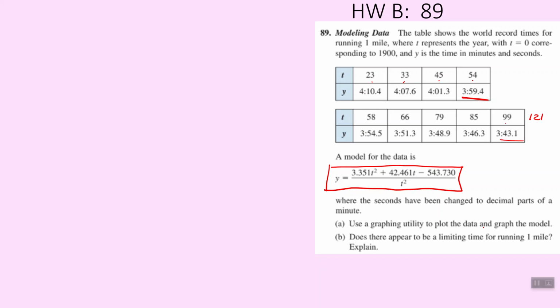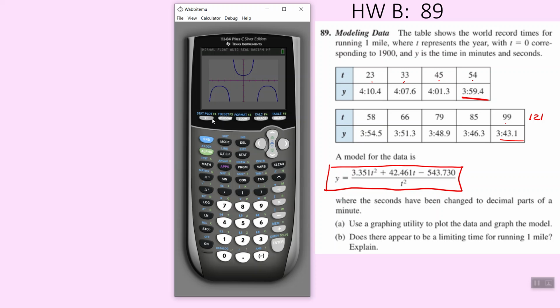Use a graphing utility to plot the data and graph the model. Does there appear to be a limiting time for the 1 mile run? All right, so we'll go back to our calculator. I already typed it in, so let's just highlight this to make it show up. Let's zoom regular here, zoom 6. It's not going to show us much. We probably need to go out past 99. And yeah, it's not really showing up. There it is. Okay.